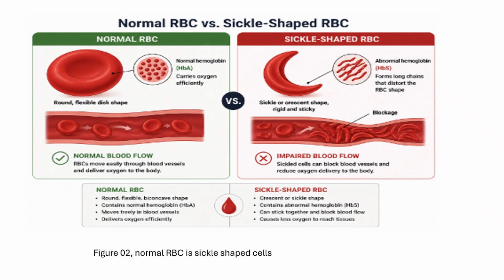This is an illustration of this disorder. We have normal red blood cells versus sickle-shaped red blood cells. You can see on the left side, you have the normal red blood cells. This is the shape of normal red blood cells. But when you look at the other side, you can see the shape has changed. So this is how sickle cell occurs or appears.